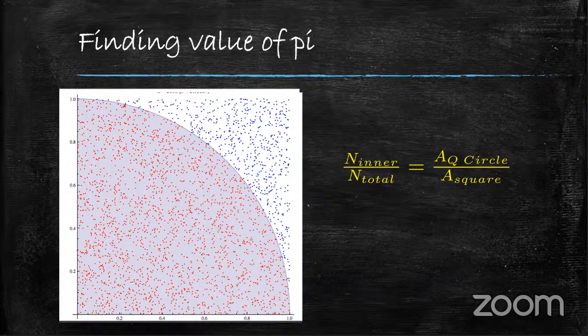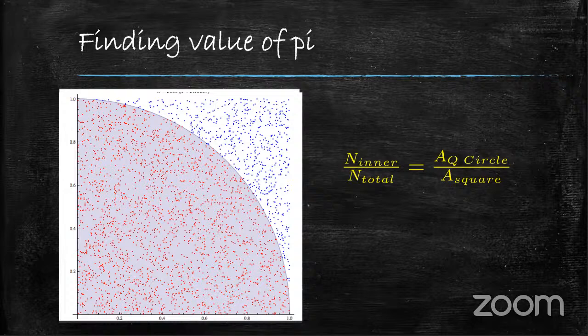The total number of balls which I am throwing is n total, and both should be connected by a ratio of the area of the quarter of the circle divided by the area of the square. This is clear. Now because this is a square with side 1, what should be the area of the square? 1. And what should be the area of the quarter of the circle? Pi by 4.